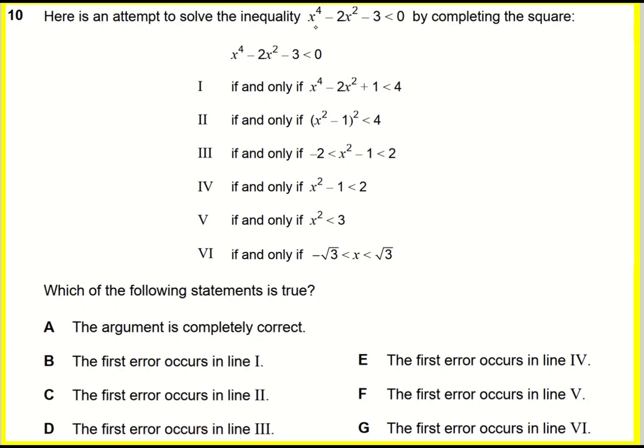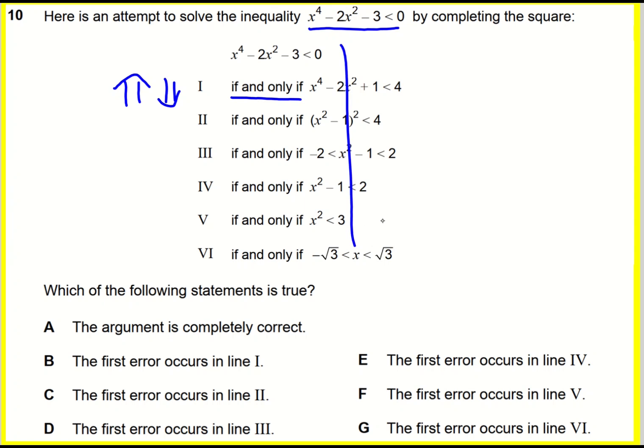So here's an attempt to solve this quartic inequality by completing the square, and we need to see if there's any issues with it. Just note, every single line has "if and only if" on it. So we can imply it this way, but we can also imply it the other way. So there must be reversible statements. Okay, so we just need to be careful with that as we go along.